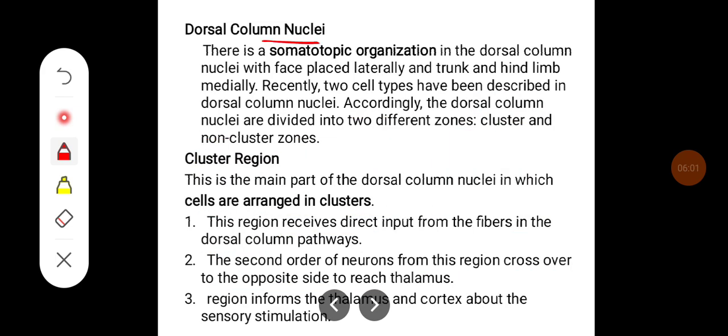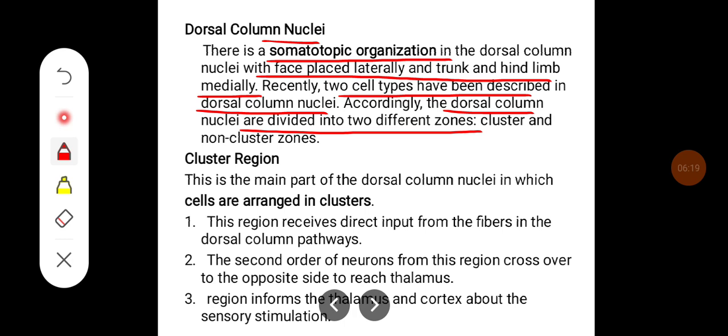The dorsal column nuclei. There is a somatotopic organization in the dorsal column nuclei, with face placed laterally and trunk and hind limb medially. Recently, two cell types have been described in the dorsal column nuclei. Accordingly, the dorsal column nuclei are divided into two different zones, cluster and non-cluster zones. The cluster zone is the main part of the dorsal column nuclei in which cells are arranged in clusters. The region receives direct input from the fibers in the dorsal column pathways.